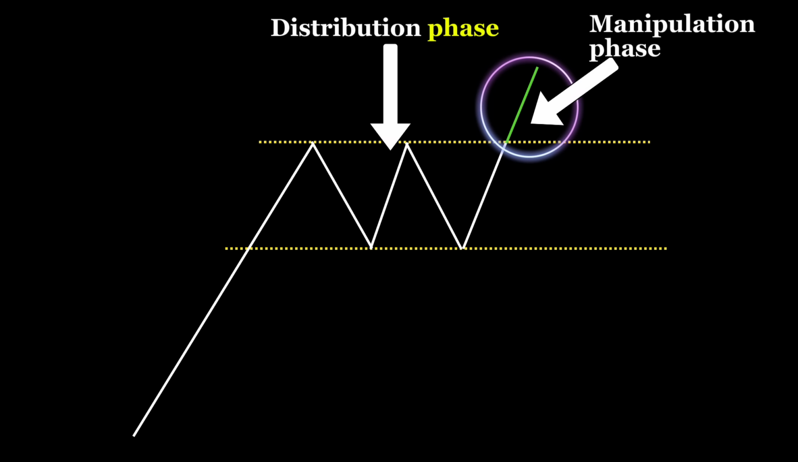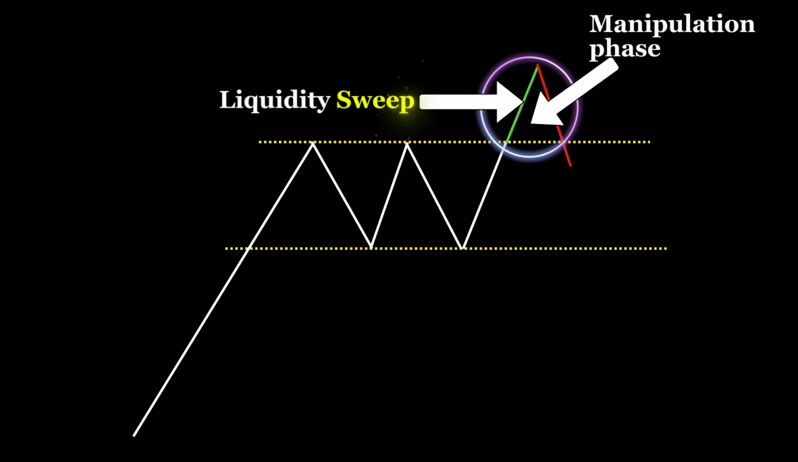Price suddenly breaks above the range, triggering breakout entries and stop losses from short sellers. Retail thinks it's a continuation, but it's not. It's another trap. Price quickly returns inside the range, revealing the move for what it was, a liquidity sweep.